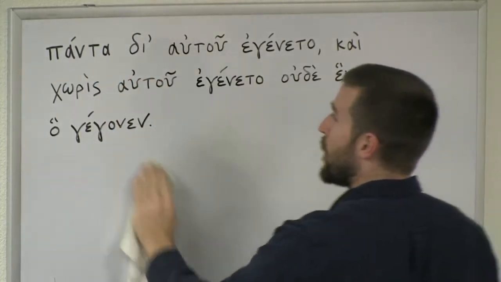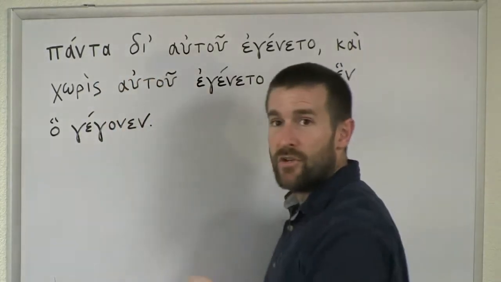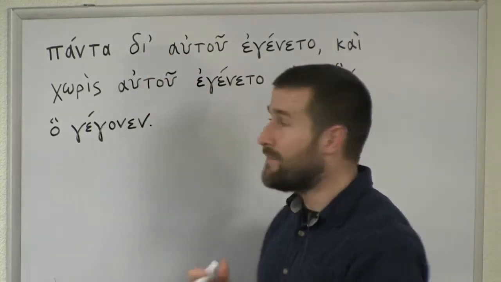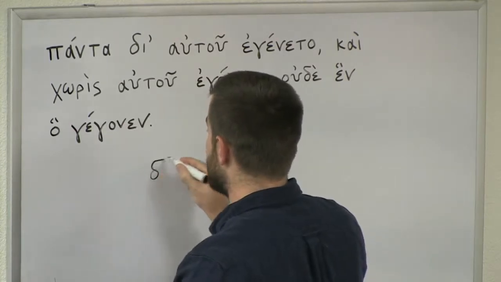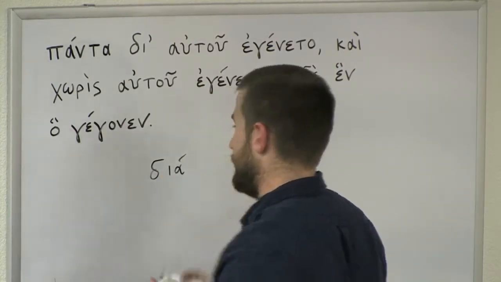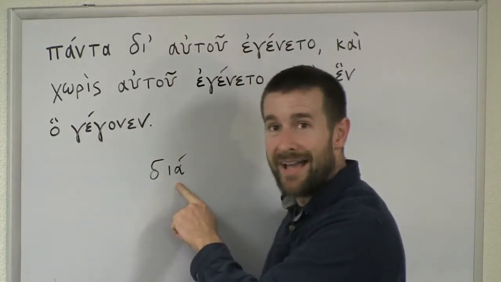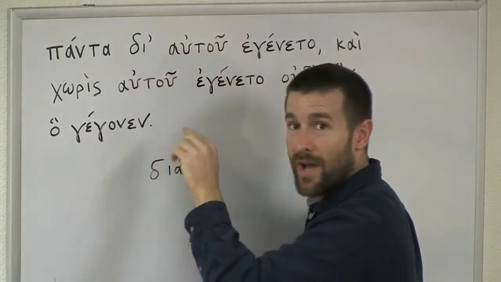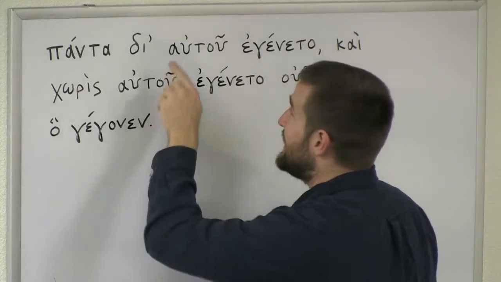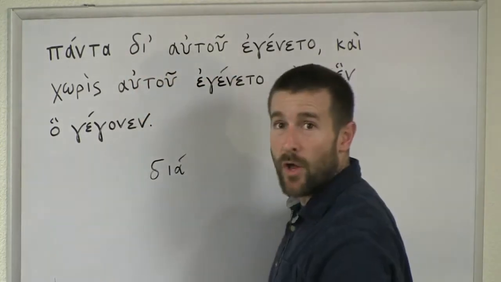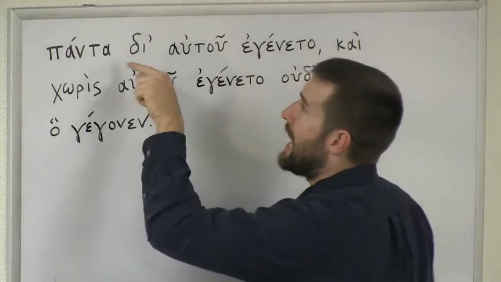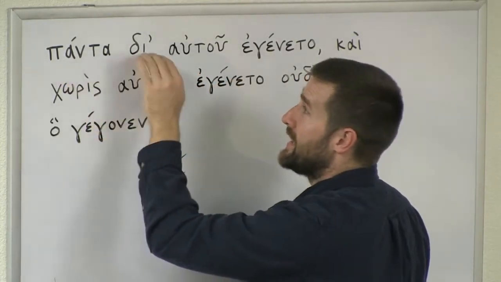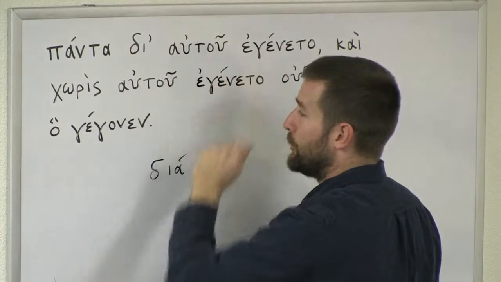Then the next words are διαυτού. Notice the apostrophe after the δ. That's because it is an abbreviated form of the preposition dia, all right? Dia means by or through. So the reason that it has that apostrophe and why it has lost an alpha is that it gets run together with the following word. So it's just pronounced διαυτού, meaning by him. So all things by him, διαυτού.